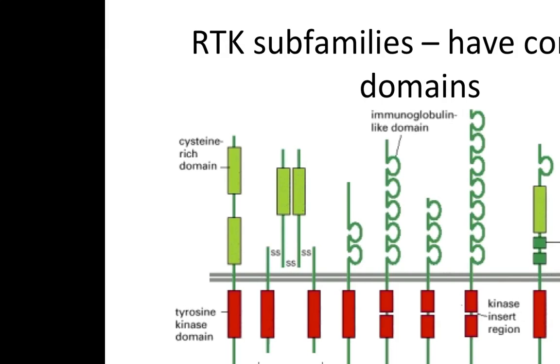So let's talk about receptor tyrosine kinases. These proteins obviously all have a transmembrane domain, and they all have a tyrosine kinase domain. Does it make sense that the tyrosine kinase domain is on the cytoplasmic side? Why isn't the tyrosine kinase domain on the extracellular side of the plasma membrane? This is a silly question.